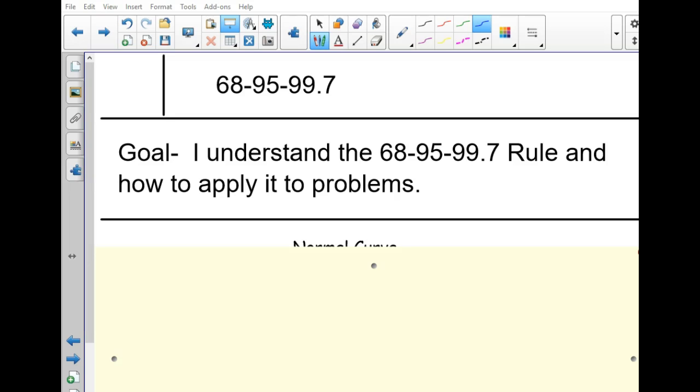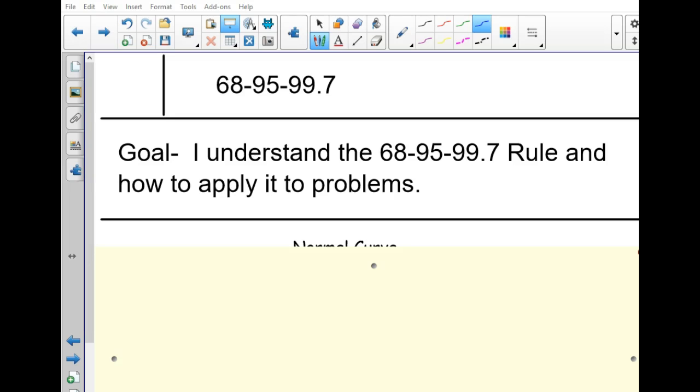Our goal today is that you can understand the 68, 95, 99.7 rule and how to apply it to problems. When you're thinking, I've never heard of something like this, what is this for? Well, the first thing you need to know is this only applies to the normal distribution. What is the normal distribution in problems that will be stated?